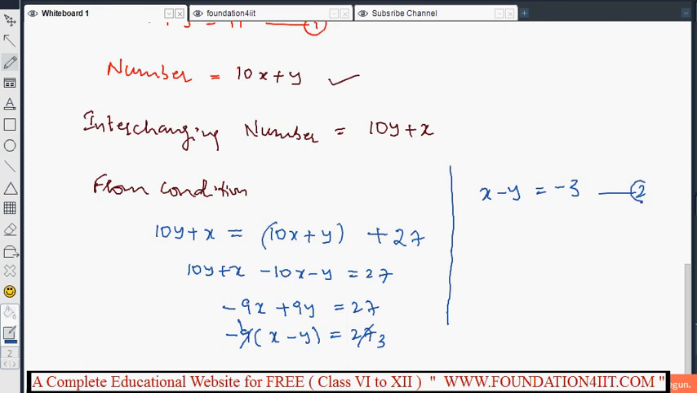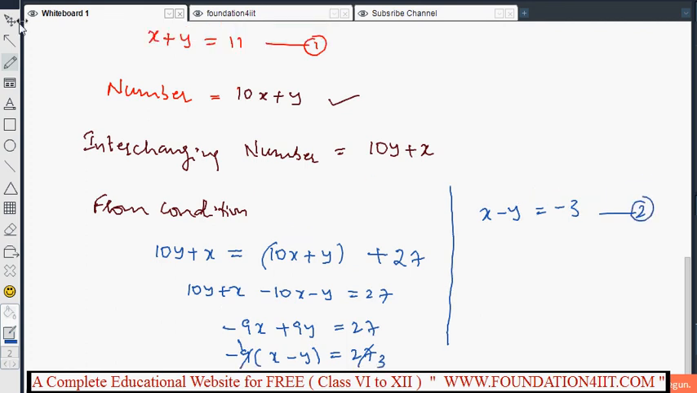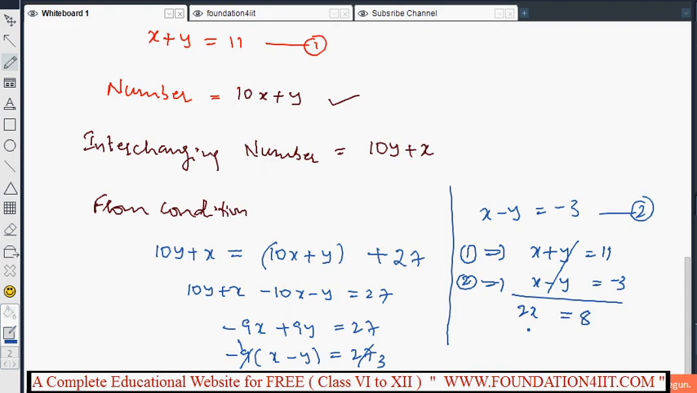Now this is the second. Okay, the first equation is x plus y is equal to 11. Now these two equations, x plus y is 11 and x minus y is minus 3, we can write together and do the elimination method. First equation: x plus y is equal to 11. Second equation: x minus y is equal to minus 3. By doing addition we can cancel. 2x is equal to 8. So x is equal to 4.